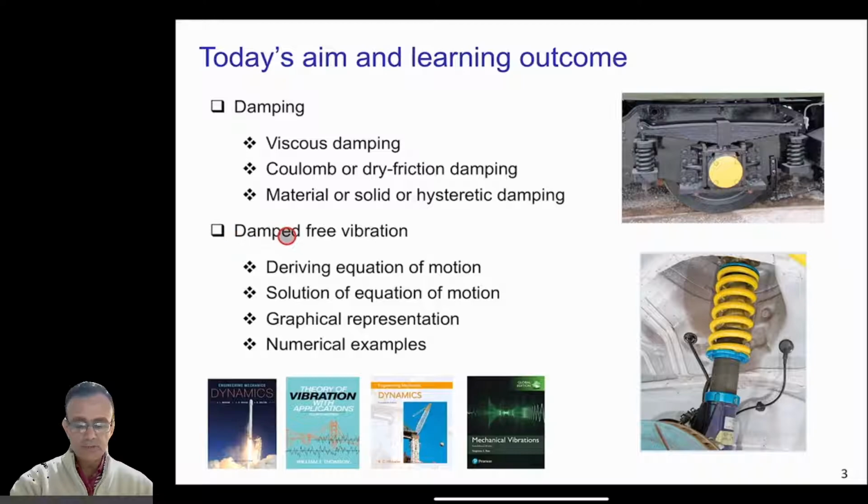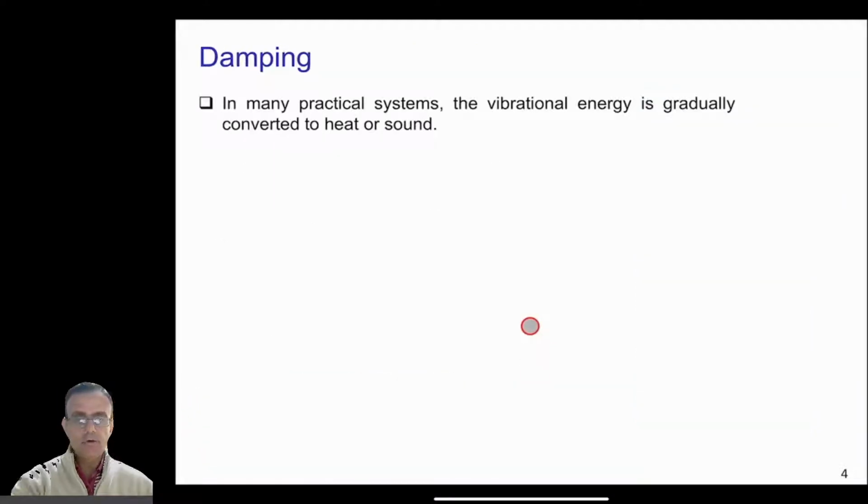In addition to this, we will derive the equation of motion for the damped free vibration. Then we will solve the equation of motion, the same as we did in the undamped free vibration case. And then we will represent these graphically. And finally, we will solve some numerical examples. And just to mention again that we are following these 4 books. Some of the examples that you will see in the tutorial and also the theory are taken from these 4 books.